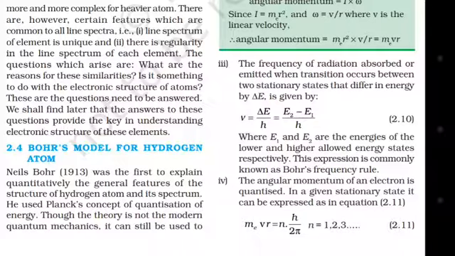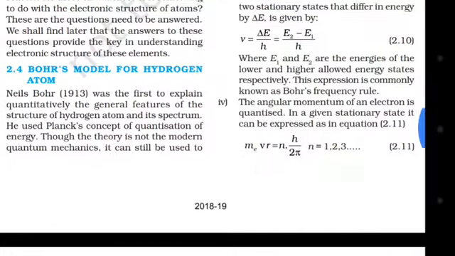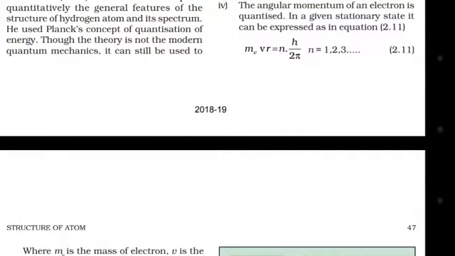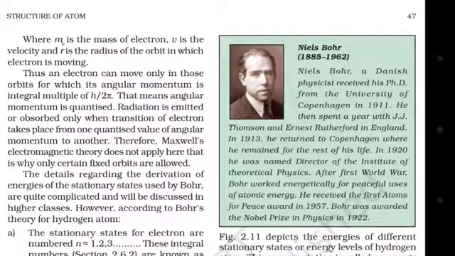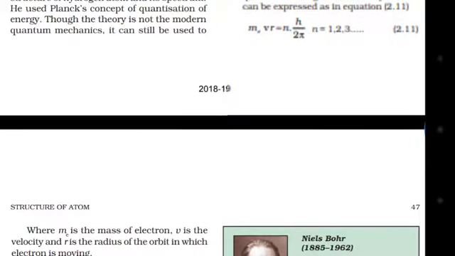Fourth, the angular momentum of the electron is quantized in a given stationary state. It can be expressed as in equation 2.11: m_e v r is equal to n h by 2 pi, where n is equal to 1, 2, 3 and so on. This is equation 2.11. Page number 47, where m_e is the mass of electron, and here this is not nu, this is v. This is a printing mistake; they have written nu here, it should be v. Nu is not mentioned in 2.11 at all.